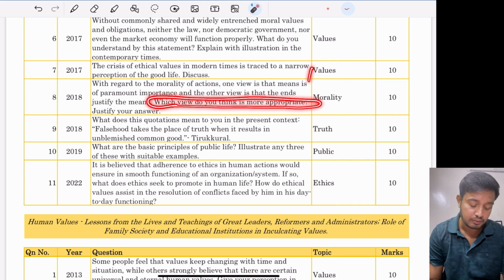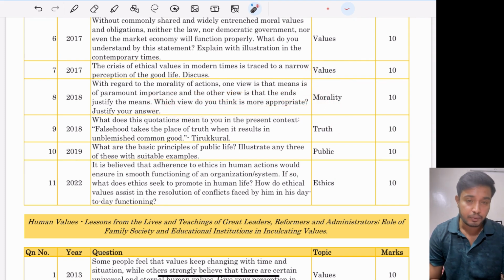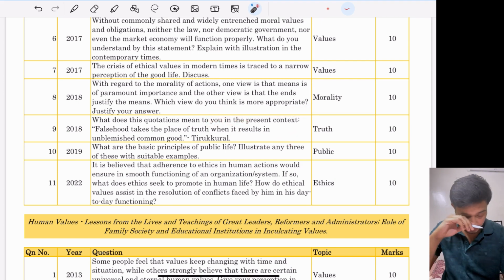Just writing positives and negatives of both is not important. He is specifically asking which view you think is more appropriate. So as I've already told you before, use the words directly from the question. Simply write, according to my view, this is more appropriate, and give a justification. Whatever you take, just take justification of the above thinkers only, and scenarios where it is more applicable.